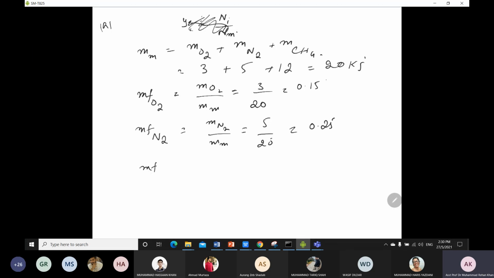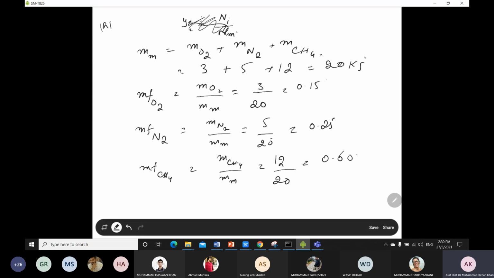Similar procedure, mass fraction of CH4, which is equal to mass of CH4 over mass of mixture. Mass of CH4 is 12 and mass of mixture is 20, and if you take the ratio, it will be equal to 0.60 of the mass fraction. Okay, so you can also say that the mixture consists of 15% of O2, 25% of N2, and 60% of CH4, in the insulated tank, or you can say it will be the mixture composed of these mass fractions. Okay, so you have to note it down and move towards the part B.